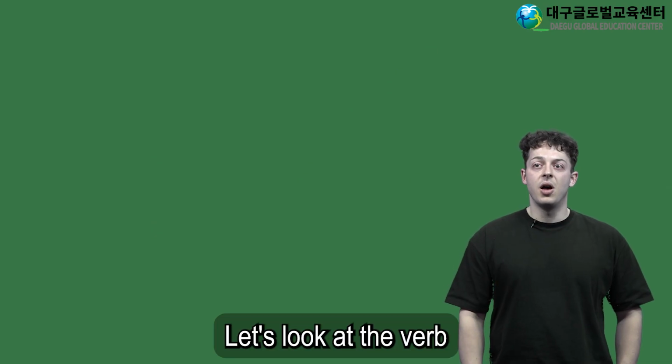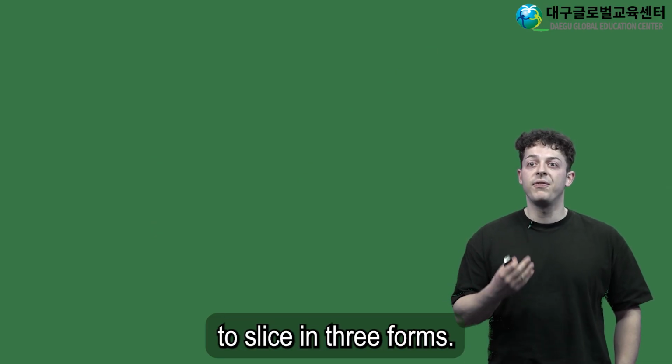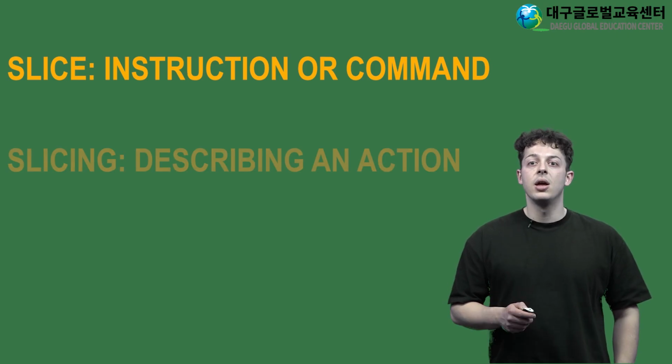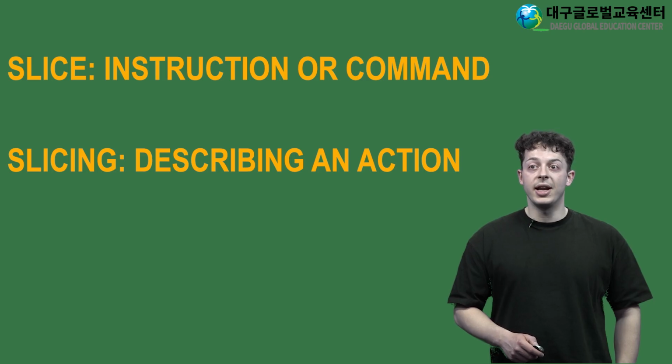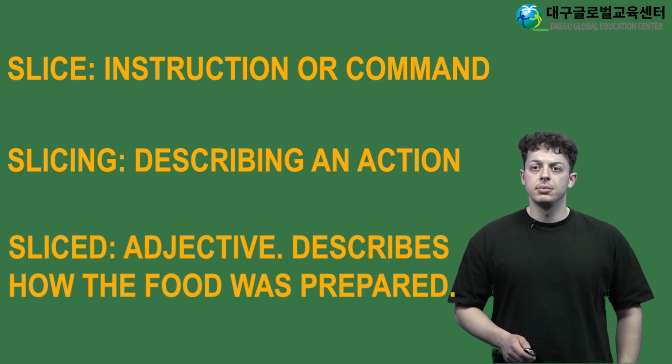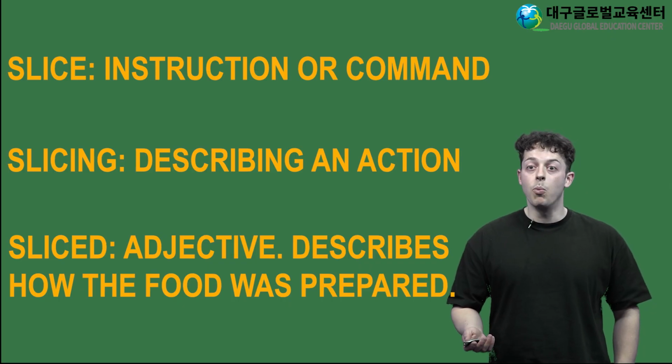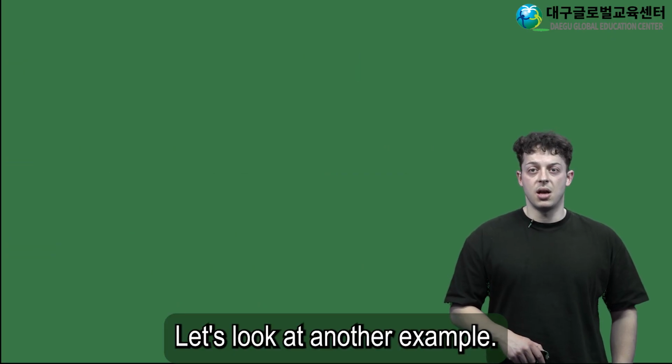Let's look at the verb to slice in three forms. Slice can be used as an instruction or command. Slicing, describing an action as it happens. Sliced, an adjective. It describes the action or cooking technique used to prepare the food. Someone sliced the onions. It is sliced. Let's look at another example.